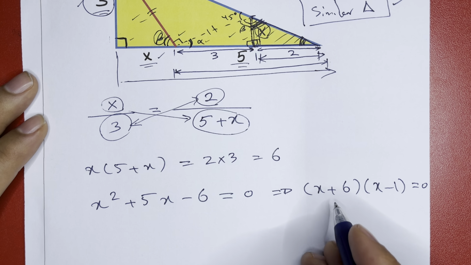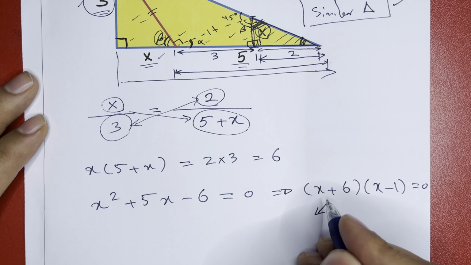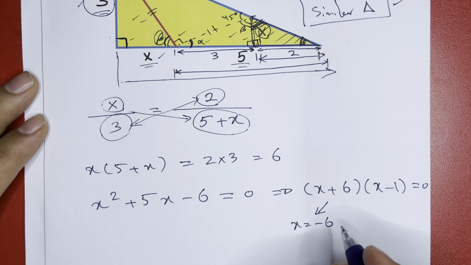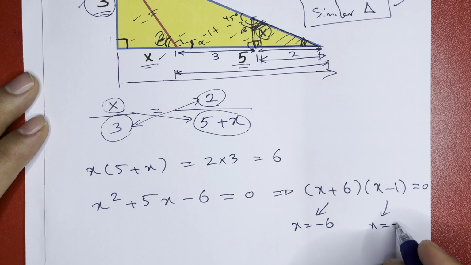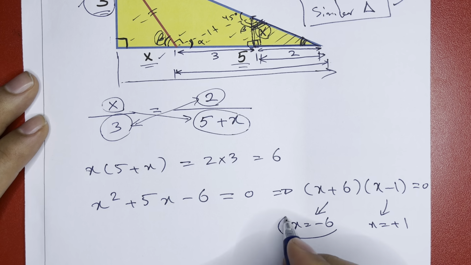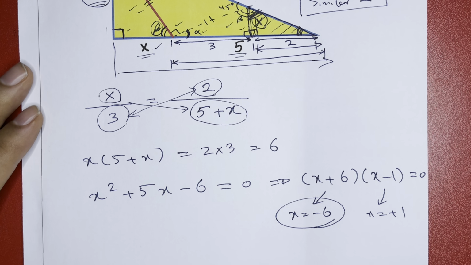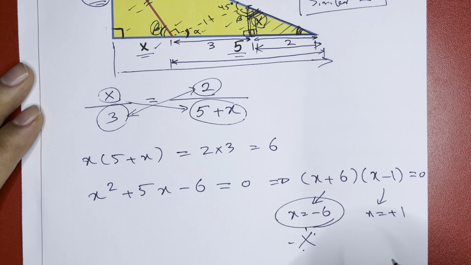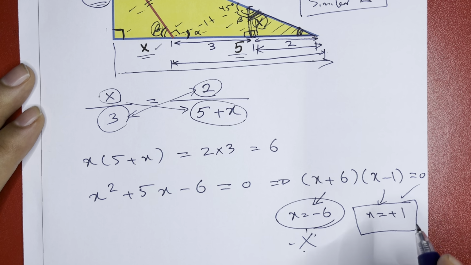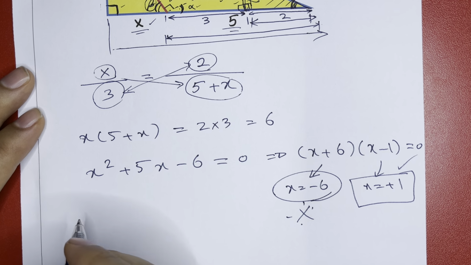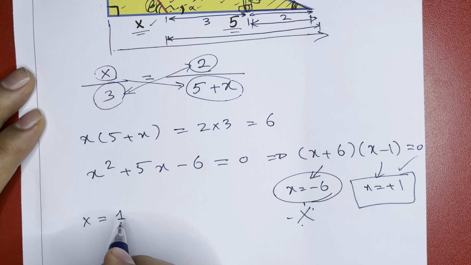Okay, what are the roots of this? This one equals 0, x is -6. This one, x is +1. Length cannot be negative for sure. Not acceptable. This one is acceptable. Okay, so we found x is 1.